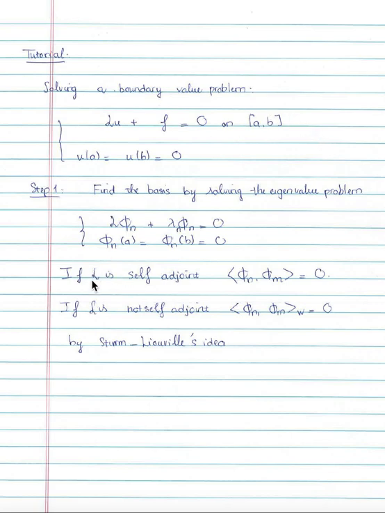And there are two cases. If the operator L is self-adjoint, then this phi n will form an orthogonal basis because the inner product of the two eigenfunctions phi n and phi m is gonna give you 0. The second case is the case where L is not self-adjoint. Then you have to find a new weight W such that the weighted inner product will make phi n, phi m orthogonal.